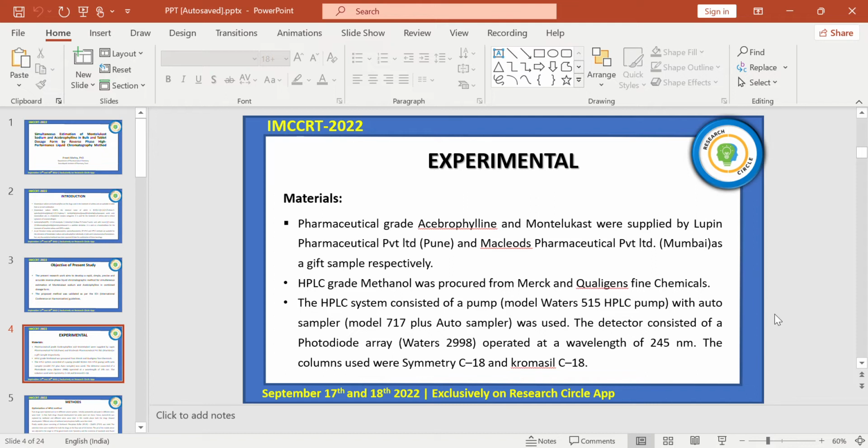The HPLC system consisted of a pump, model Waters 515 HPLC pump with auto sampler. The detector consisted of a photodiode array operated at a wavelength of 245 nanometer, and the columns used for the study were Symmetry C-18 and Kromasil C.